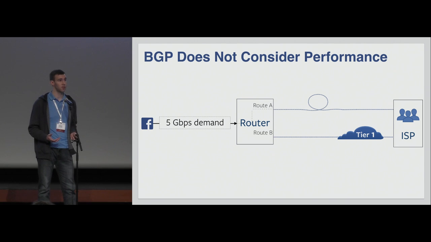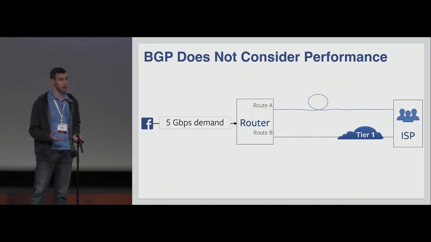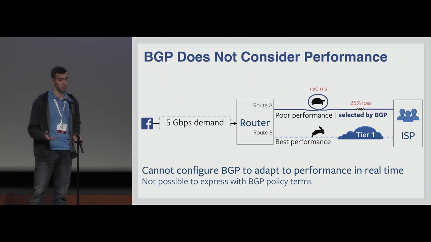Likewise, BGP doesn't consider performance in its decision process. A simple example of that can be seen here. That upper preferred route now has a circuitous path on it, so it's added 50 milliseconds of latency. Also, some piece of equipment downstream is malfunctioning, adding loss. So in this scenario, the second route through that transit provider would actually be preferred. It offers better performance, but we can't configure BGP to adapt to performance in real time, and so we end up still placing all that traffic onto the less preferred, poor performing route.